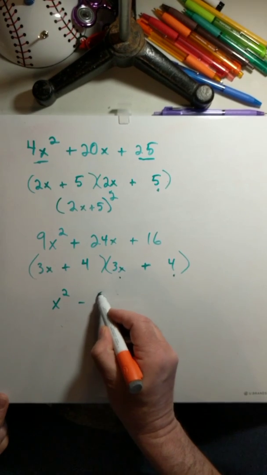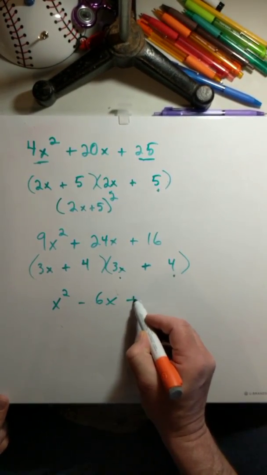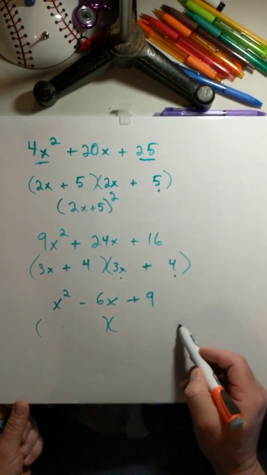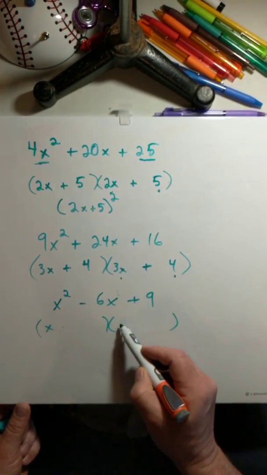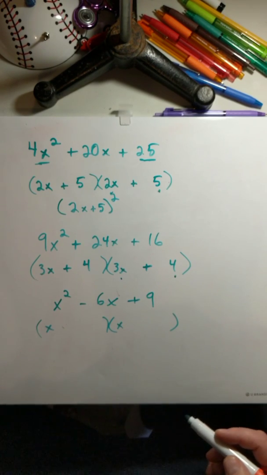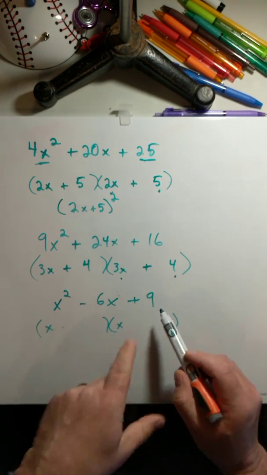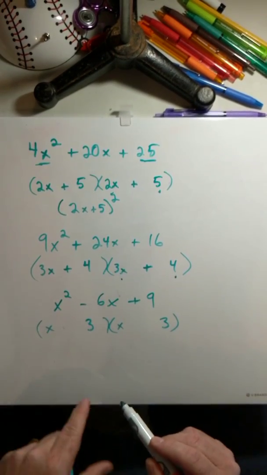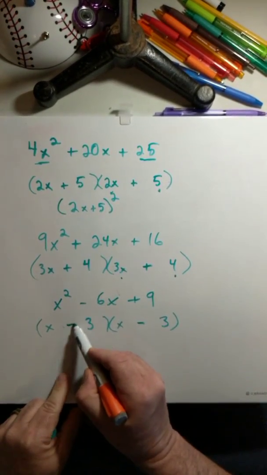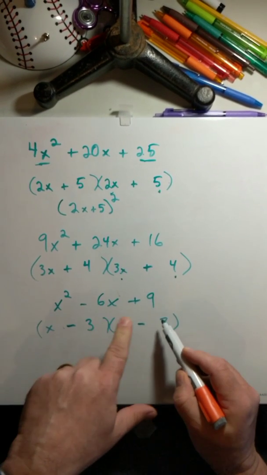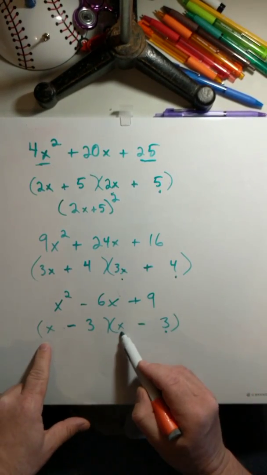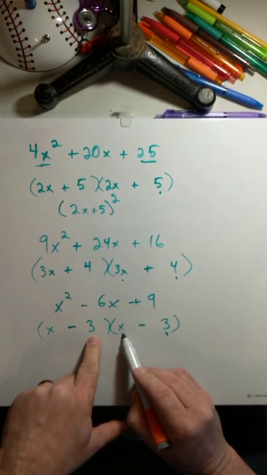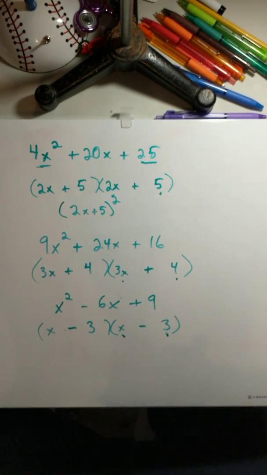x squared minus 6x plus 9. So this one might look a little different. We're going to square root the x squared and get x, and we're going to square root the 9 to get 3. But when I look, I need negative 6 here. So that means I need to make these both negative. So when they multiply, they give me 9. These multiply to give me x squared. And then the middle is negative 3x and another negative 3x, which is negative 6x.